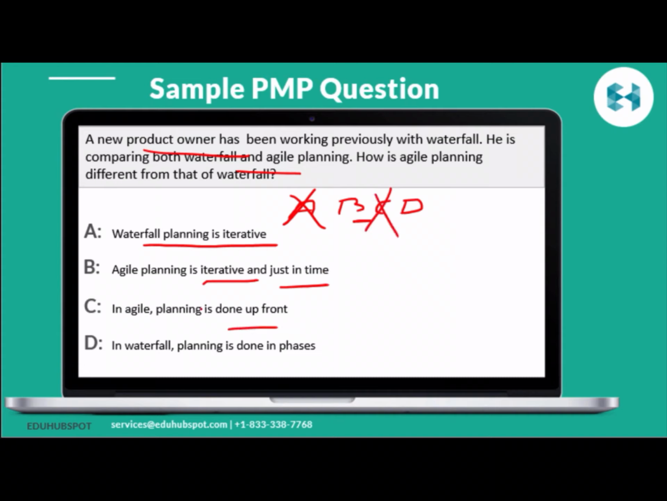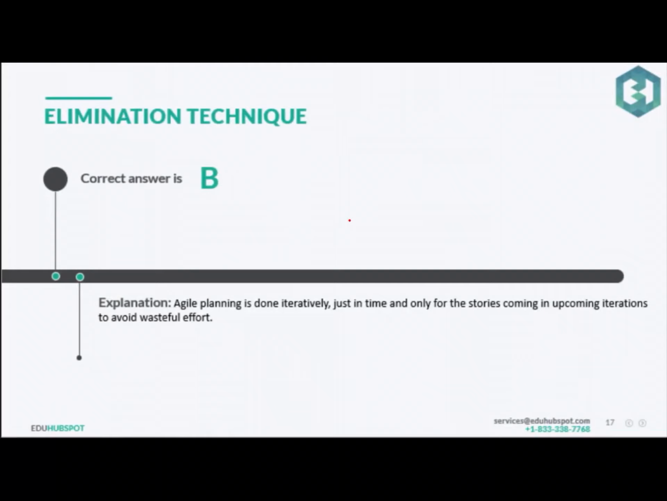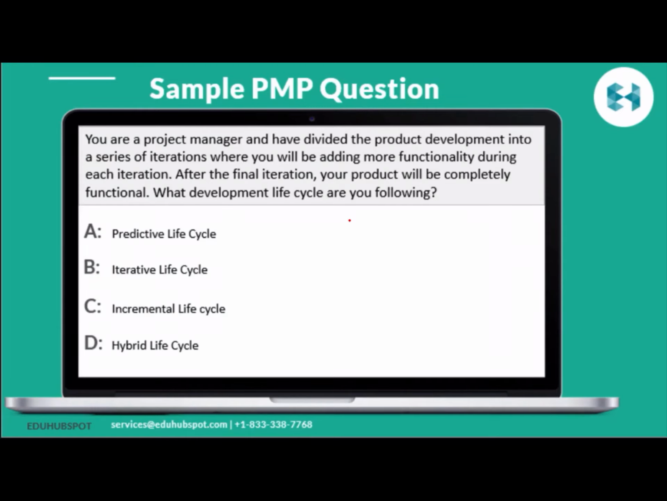So C is eliminated. D: In waterfall, planning is done in phases. It's not necessary. You may or may not do it in phases. Typically, you try to plan everything upfront in waterfall, so it's not necessary that it will be in phases. So out of all the four answers, B is the correct answer choice. I hope the reasoning you wrote is the same, but I would definitely read your reasoning.